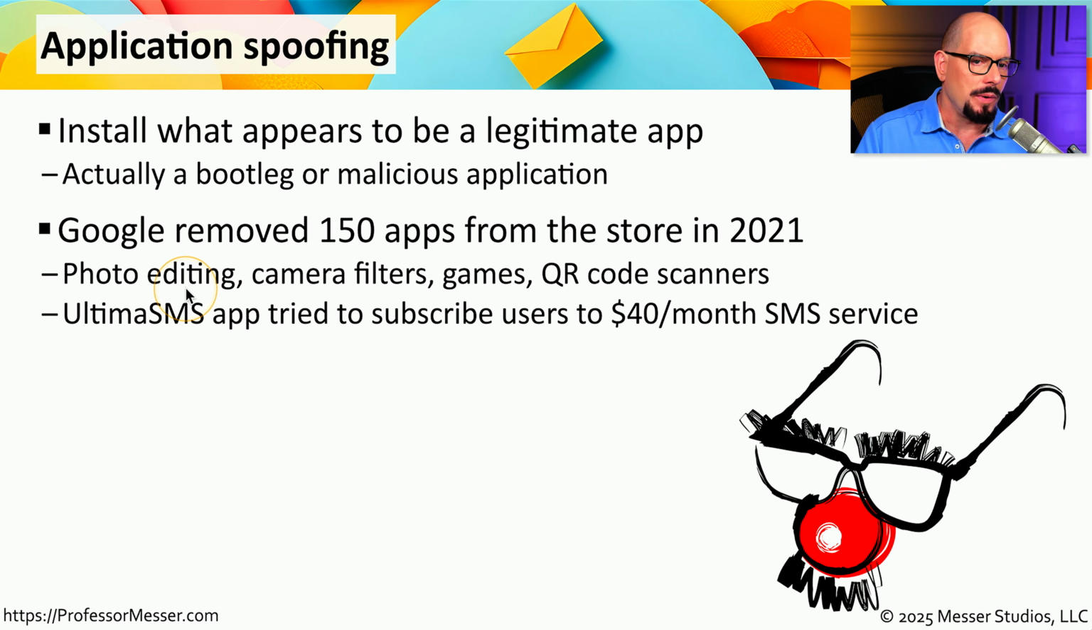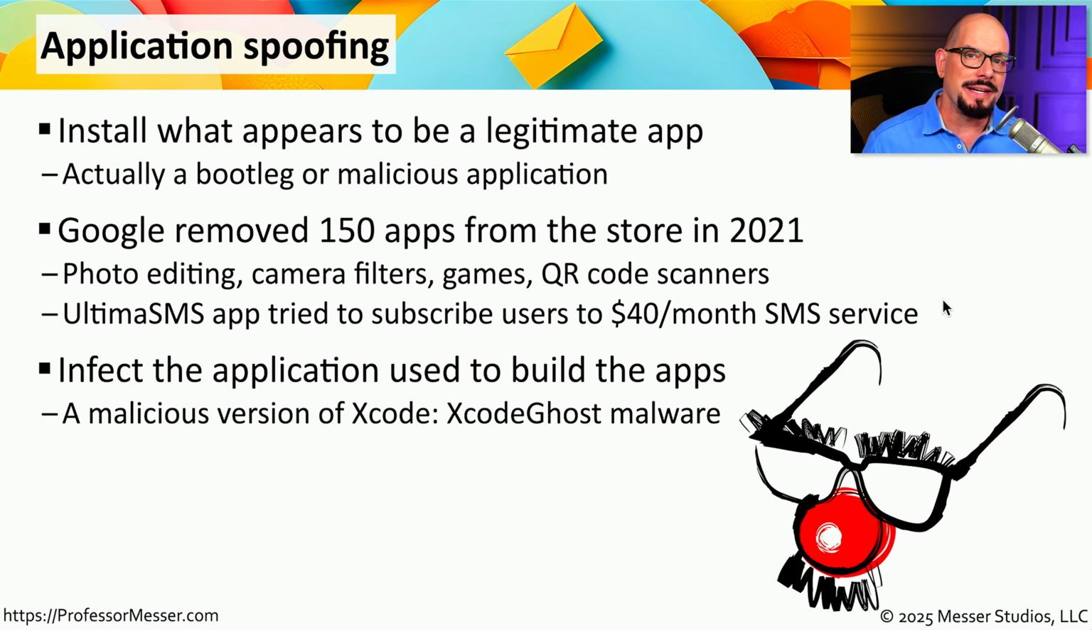Some of them were photo editing apps, some were games, some were QR code scanners. One app called Ultima SMS tried to subscribe users to a $40 a month SMS service without the user knowing that that was occurring. Some attackers have even tried infecting the development environment used to create the applications. For example, there was a malicious version of Xcode being used called Xcode Ghost, which effectively was malware that would infect its own code into the applications built on Xcode.